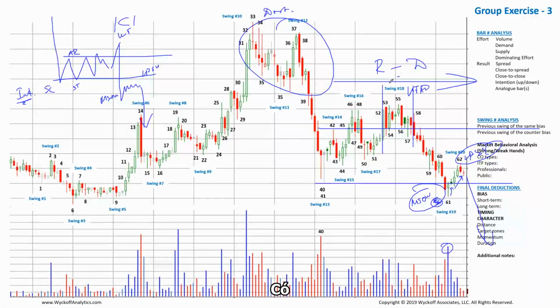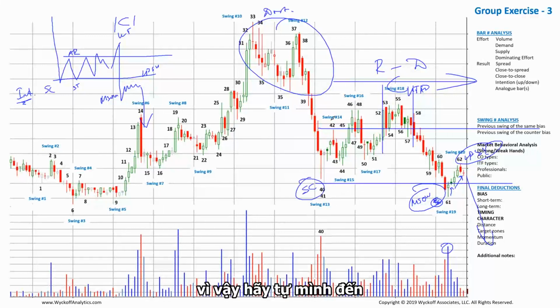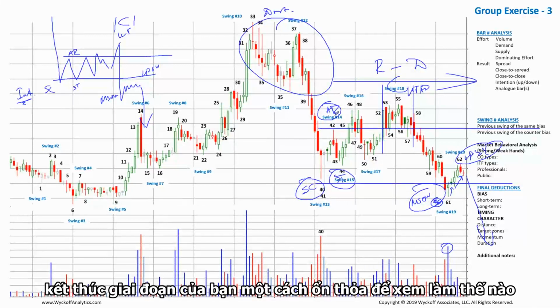And then prior to that you have your secondary tests, or do phase A first. So 40 would be your selling climax, selling coming up. 40, 42 would be your automatic reaction. And then you have your secondary test, which would end your phase A.